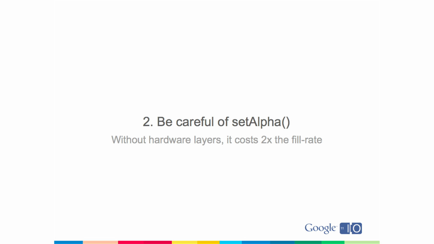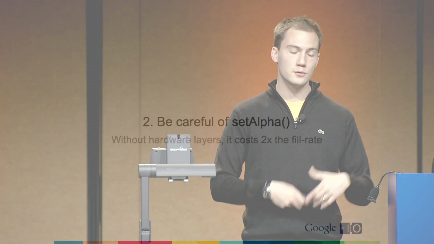Be very careful of set alpha. Set alpha is this new property that we've introduced in Android 3.0. It's really cool because you can change the translucency of your view. You can animate your view. You can fade it in, fade it out.